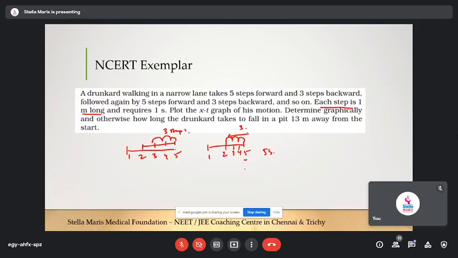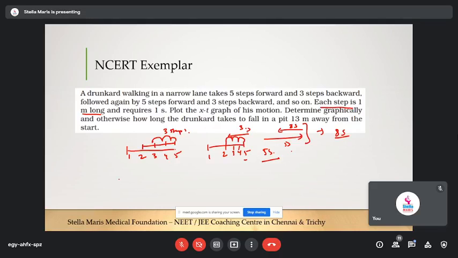So what is the position? The first 5 seconds he takes in the forward direction, and the next 3 seconds he takes in the backward direction. So totally, one cycle of motion requires 8 seconds, 5 plus 3. So where will he be at 8 seconds, how many steps has he taken?